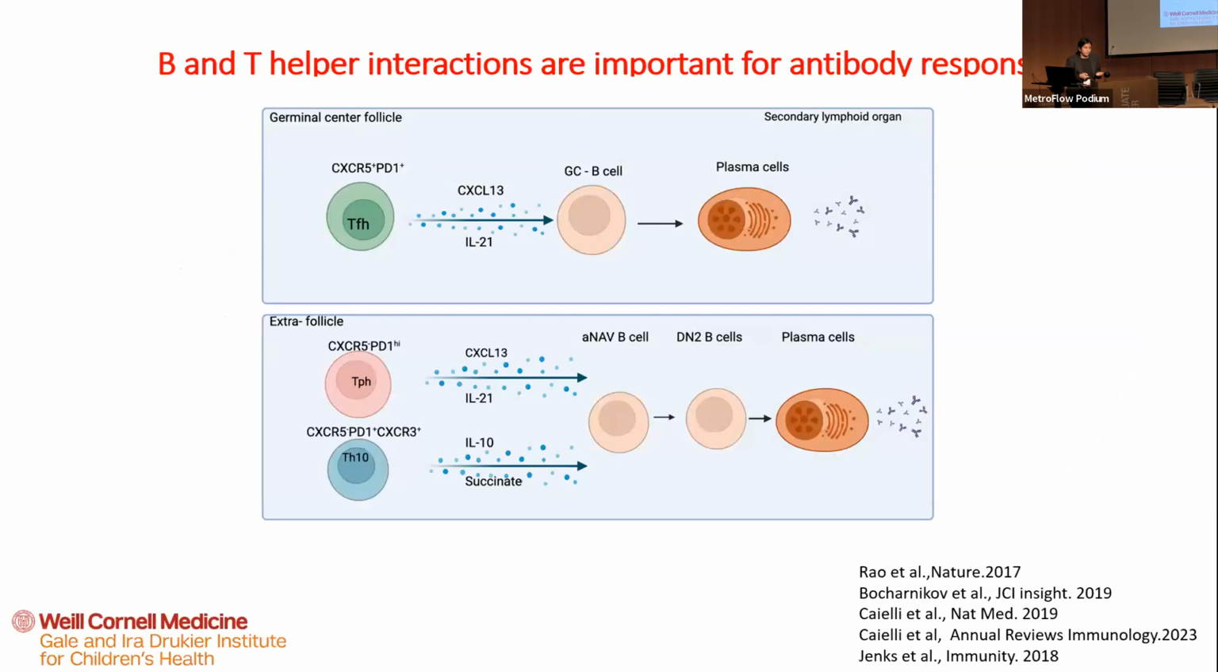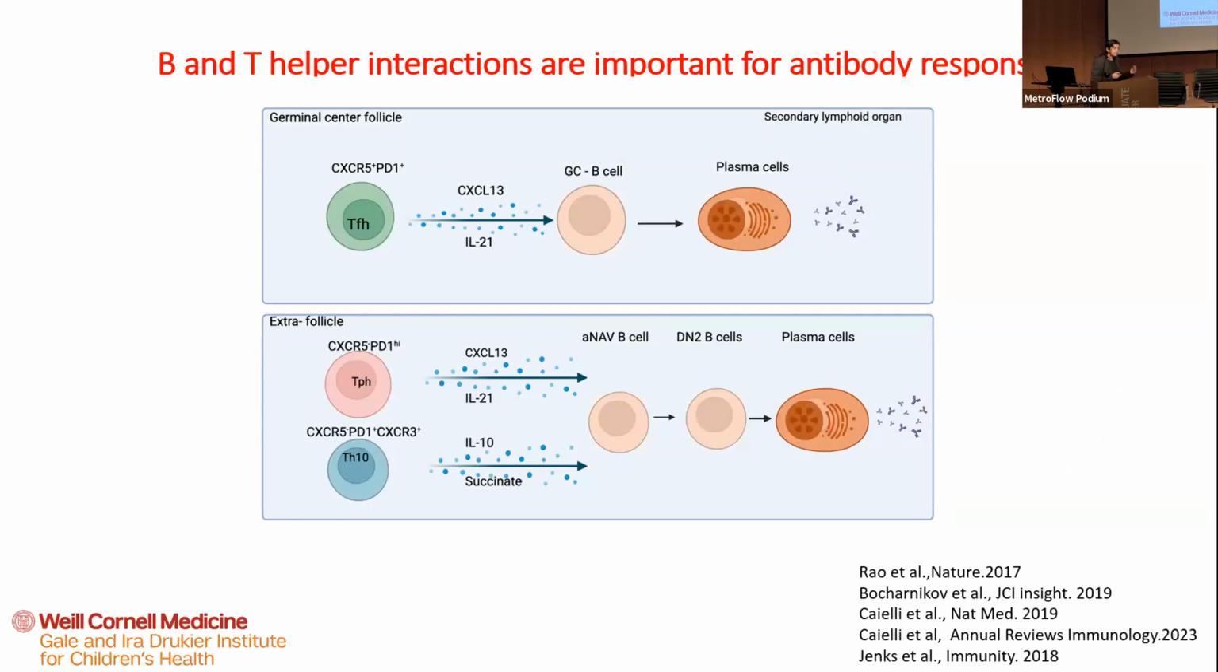Now, as I mentioned, autoantibodies, everyone is very well aware that T and B cells play an important role in antibody generation. And what you see here is a graphical representation. On top is the classical T follicular helper cells that help B cells. We know in settings like SLE, systemic lupus erythematosus, that there are circulating T follicular helper cells in the blood that are expanded in SLE patients.